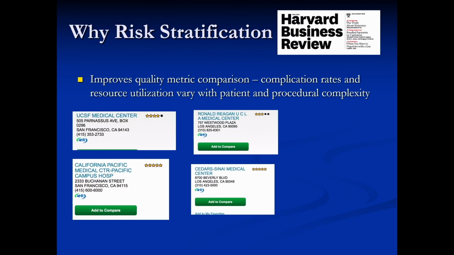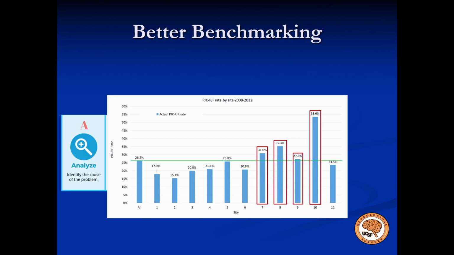Because we're treating more complicated patients, often our benchmarks don't look as good as you may see in the community where they're just doing very simple cases. This is just an example I pulled a couple of years ago where UCSF didn't look as good as California Pacific and Reagan didn't look as good as Cedars, for example. And the reason that a lot of this occurs is that we simply draw an average across outcomes. This is a typical complication called PJF.